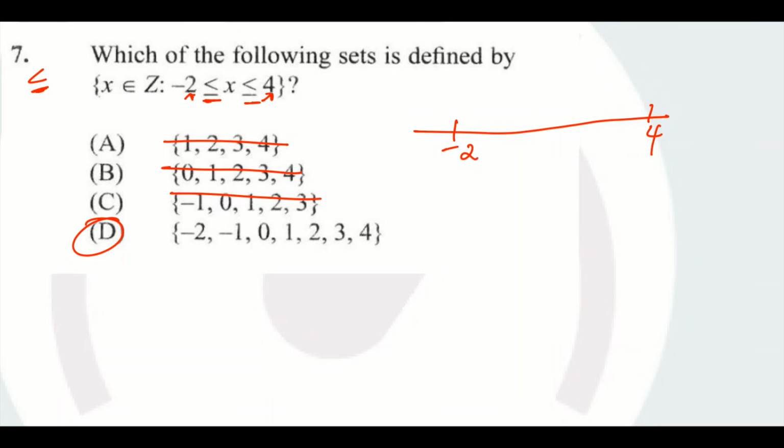But let's look at it though. So we have -2, then we have -1, then we have 0, 1, 2, 3. So they would include all the numbers here. So all these numbers, -2, -1, 0, 1, 2, 3, 4, which matches D.